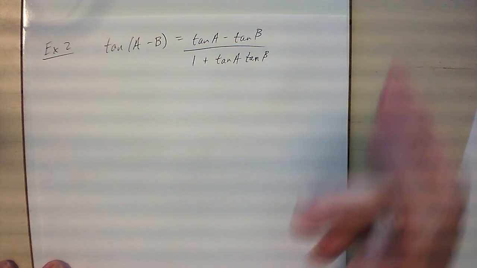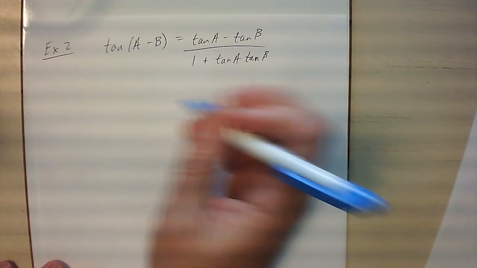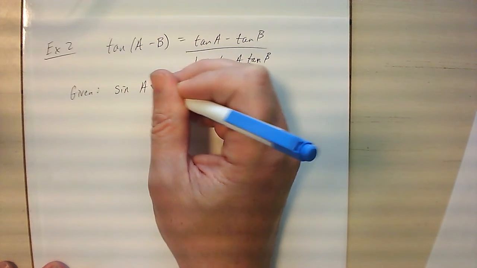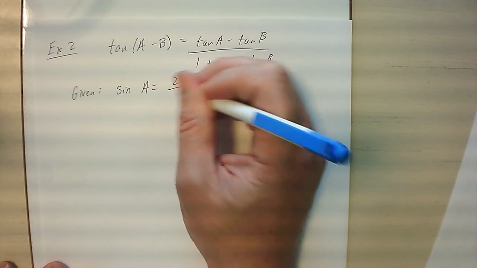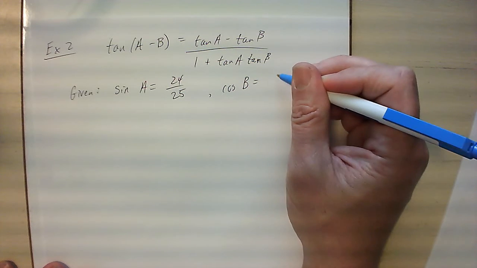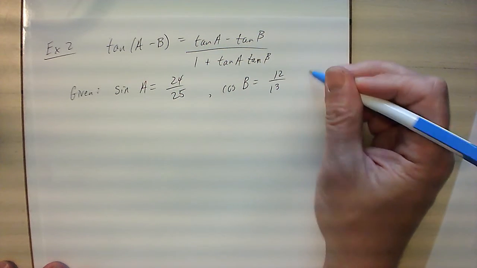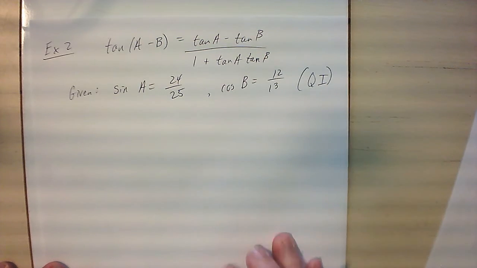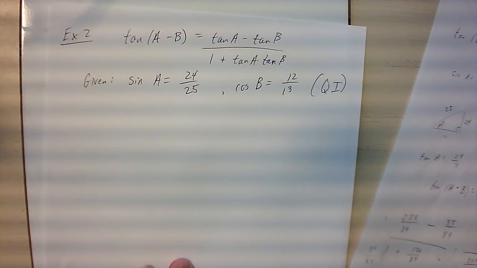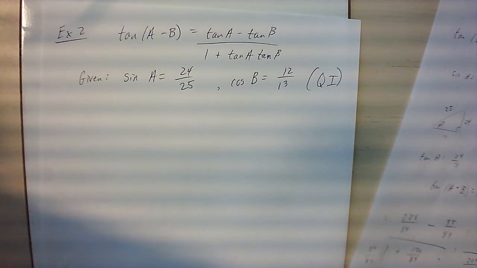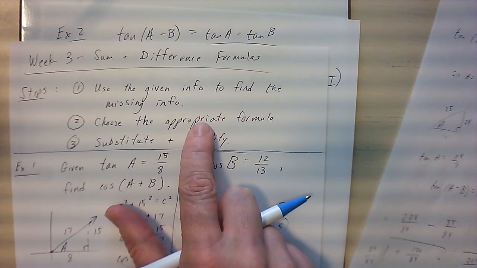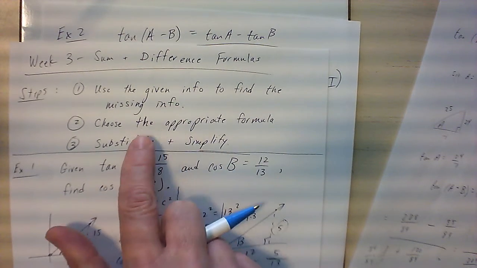Okay. All right, the given information they gave us for this one. This was given. We had sine of angle A was 24/25, and they told us cosine of angle B was 12/13, and everything was in quadrant 1. Okay, so everything's going to be positive here. All right, so here we go. Let's go ahead and go through those same steps. We're going to use that given info to find the missing info. We already wrote down the appropriate formula, so once we get this set up, we're going to substitute and simplify.